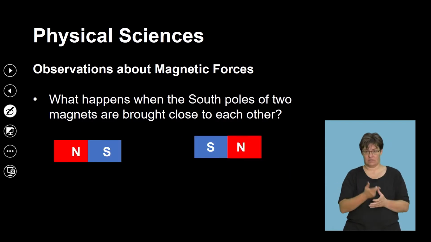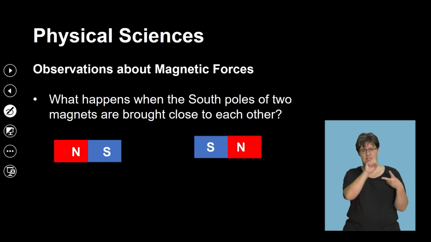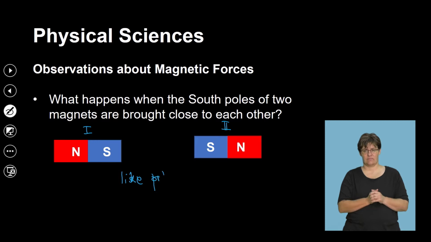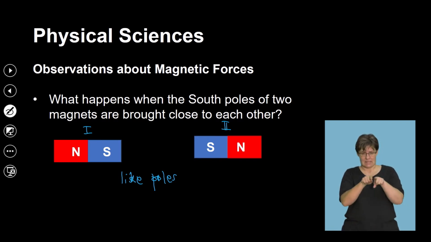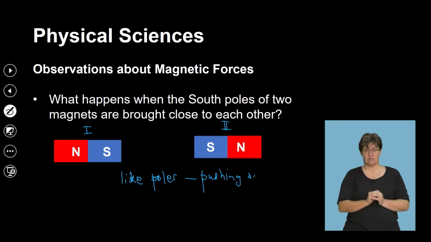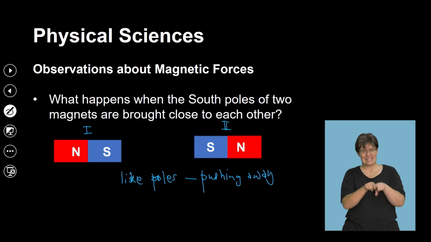And then what happens when we've got two south poles of two magnets? We still have magnet 1 and magnet 2, and these two are brought closer to each other. Remember, as we bring them closer, we emphasize that there is no contact between them. These again are like poles. The other word for like poles is similar poles, the same poles. These two tend to push each other away. That's the observation. If we had two magnets and tried to demonstrate this, it is the very same observation we'd make.